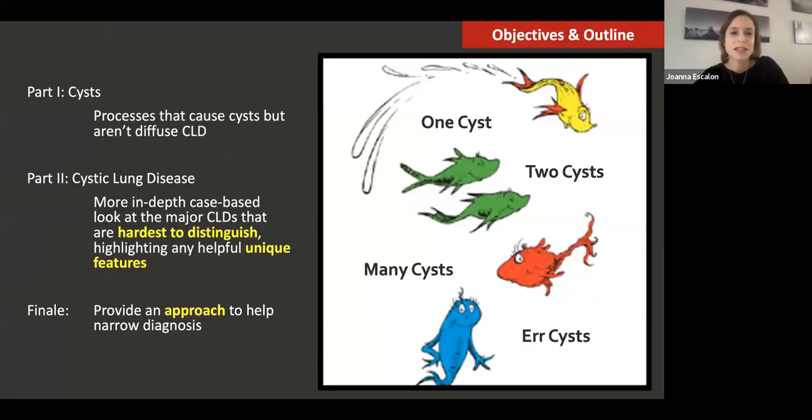So today I'll be talking to you about cystic lung disease. I've divided this talk into two main parts with a little finale. First, we'll talk about processes that cause cysts but aren't really considered diffuse cystic lung diseases. Then we'll dive into cystic lung diseases with a more in-depth case-based look at the major ones that I feel can be hard to distinguish, and I'll highlight a couple of helpful, unique features. At the end, I'll provide an approach to help you narrow the diagnosis. And you might see a little play on the Dr. Seuss book, One Fish, Two Fish, Red Fish, Blue Fish, as we go along.